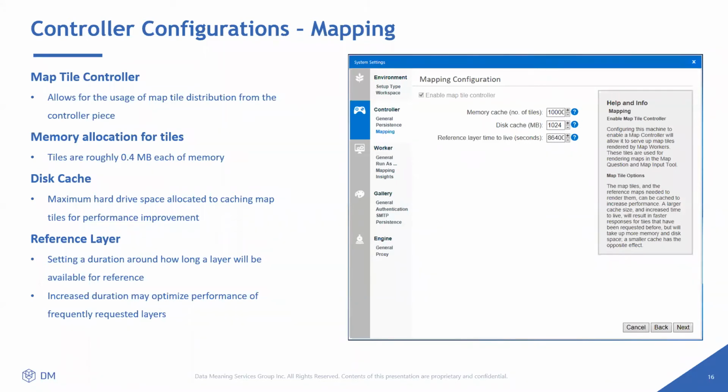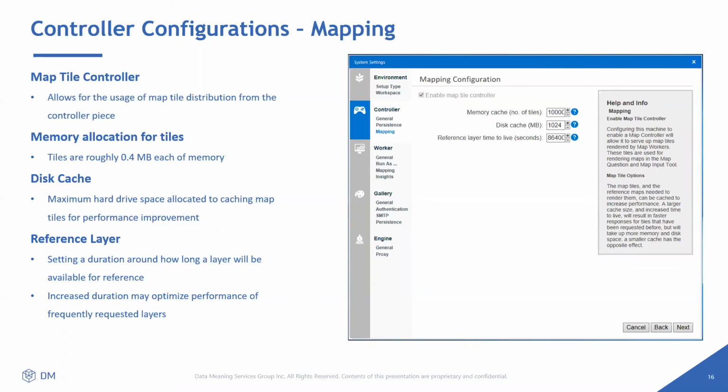Now you can also store some of this as referential data by putting in a disk cache. And this is essentially your hard drive space that you are using to store the maximum size of a particular map tile.